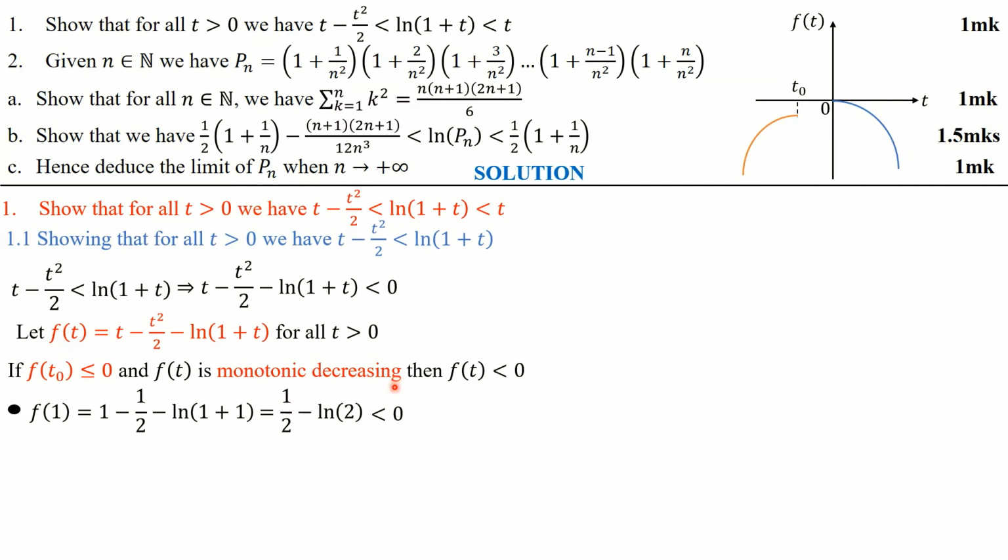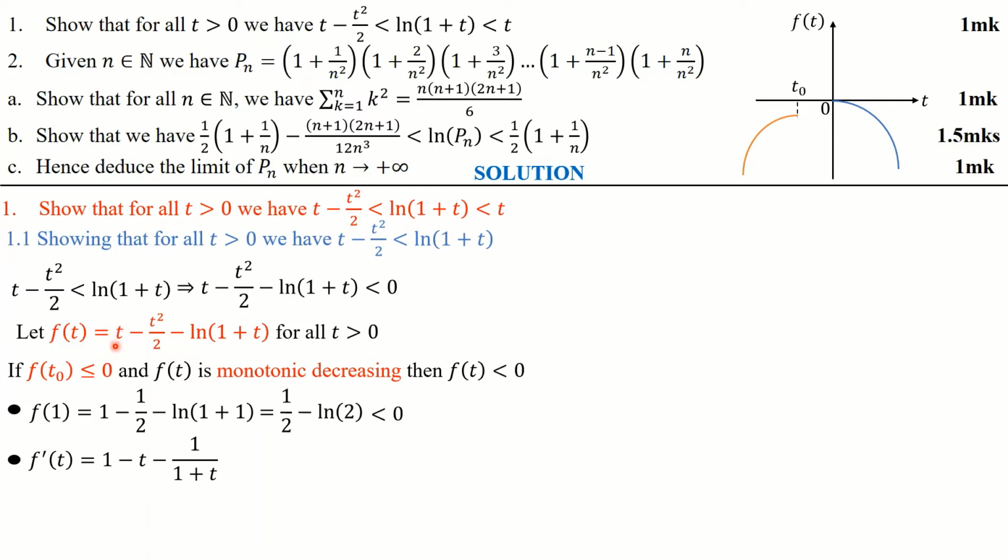Now I need to verify if the function f of t is monotonic decreasing. So when is a function said to be monotonic decreasing? When its first derivative is always less than 0. Then you can say the function is monotonic decreasing. So I need to look for the derivative. I compute the derivative of each function present in my function f of t.